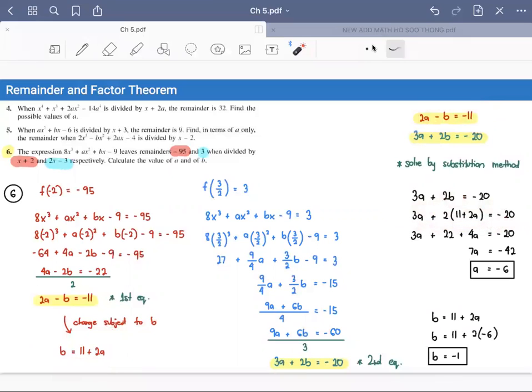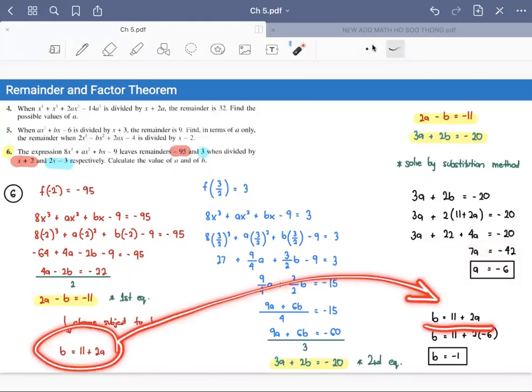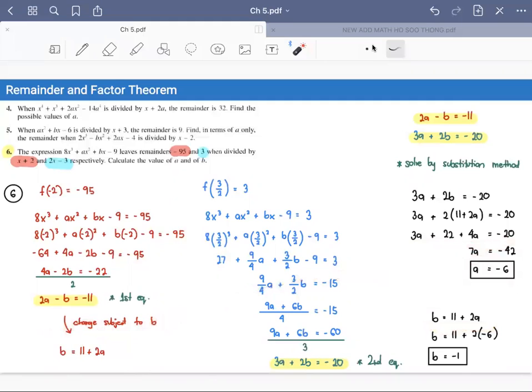And then solving for a, remove the brackets and simplify this. So therefore, a is equal to negative 6. All right? And then how do I solve for b? Just use this equation here. To solve for b, b is equal to 11 plus 2a, so 11 plus 2 times negative 6. Therefore, b is equal to negative 1.